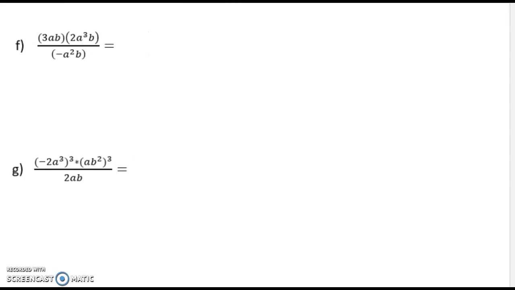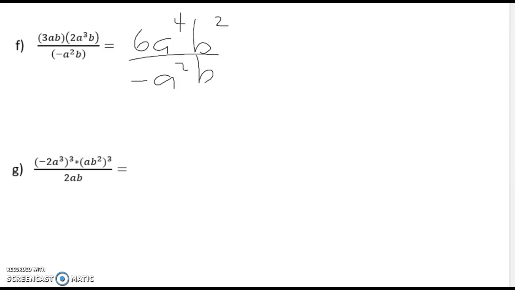And last two questions. So we're going to multiply the top one first, and then we'll divide it by what's underneath. So multiplying our numbers, 3 times 2 gives us 6. A to the 1 times A to the 3 gives us A to the 4. And then we have B to the 1 times B to the 1 gives us B squared. And then we still have to divide by negative A squared B.